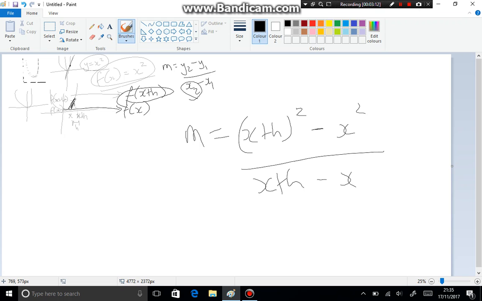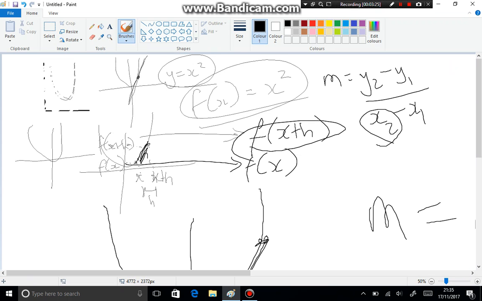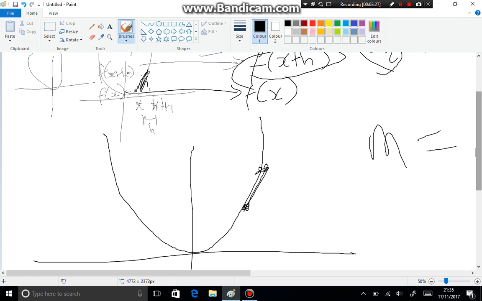And if you think about it, let me just zoom into it. Let me just make another diagram and show you what I mean by this. So imagine this is the point, and this is the other point. Find the gradient of this. So the whole concept behind differentiation is you should be able to find the gradient of a point that's tangent, so only one point, not this point.